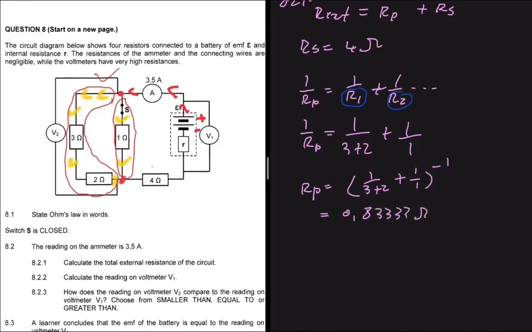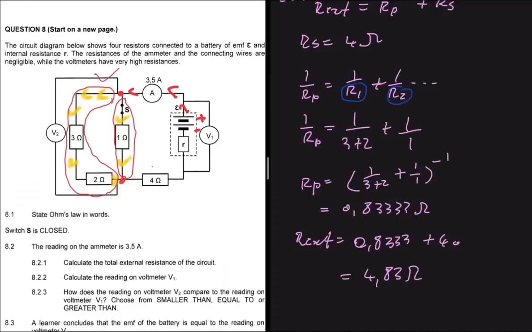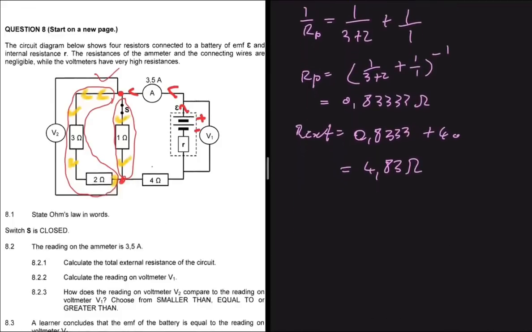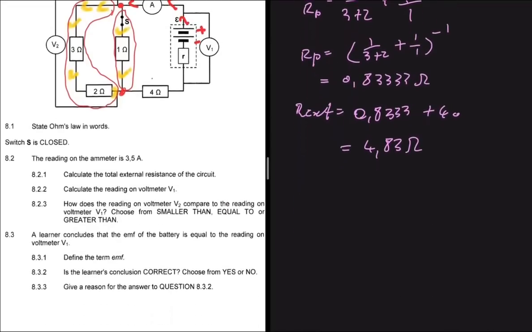0.8333 ohms, right? So now we can conclude and say R external is equal to 0.8333 plus 4 ohms, right? And this will be equal to 4.83 ohms. And that's how we essentially solve the problem. Now let's do 8.2.2.